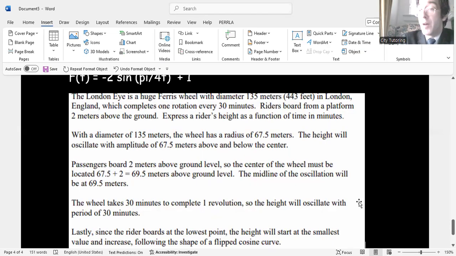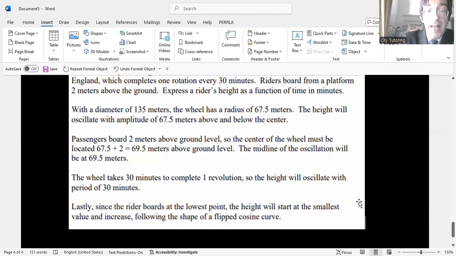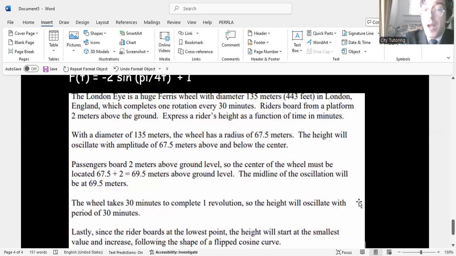You have a diameter of 135 meters, and it completes one revolution. And it's asking you, riders board from a platform 2 meters above the ground. Express a rider's height as a function of time in minutes, right? Well, if the diameter is 135 meters, the wheel has a radius of 67.5 meters. So the height will oscillate with an amplitude of 67.5 meters.